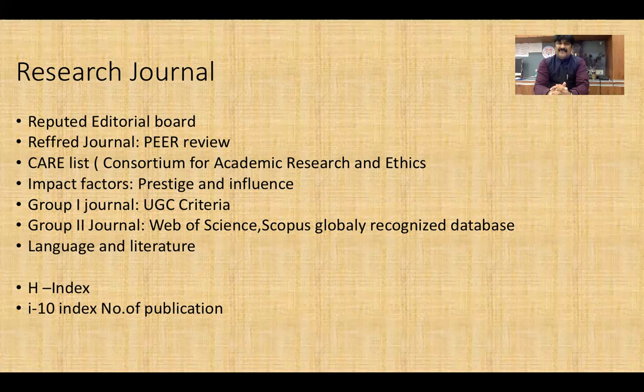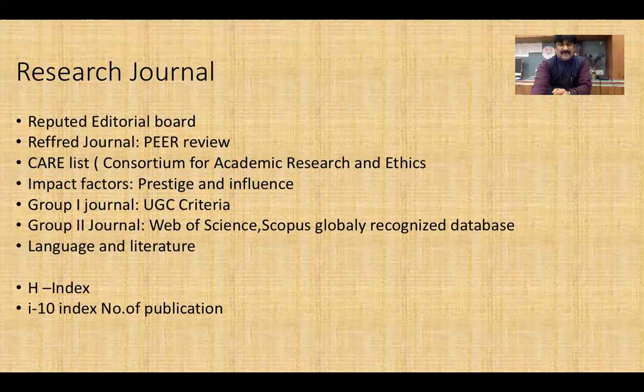CARE means Consortium for Academic Research and Ethics, maintained by the UGC, the UGC CARE list. Impact factors indicate prestige and influence, which means a journal with good prestige and influence has a high impact number. There are journals like Group 1 or Group 2 under UGC criteria. Web of Science and Scopus are globally recognized databases, which have Group 2 journals, and also the journals regarding language and literature.